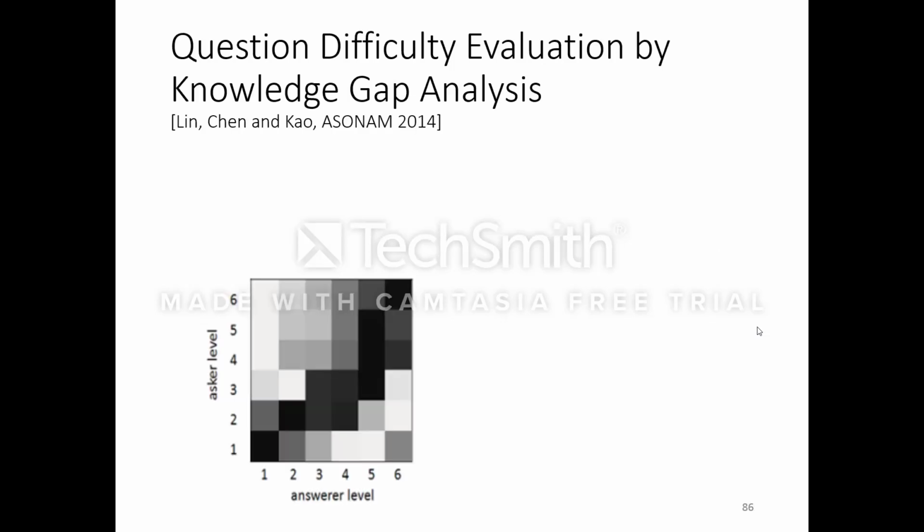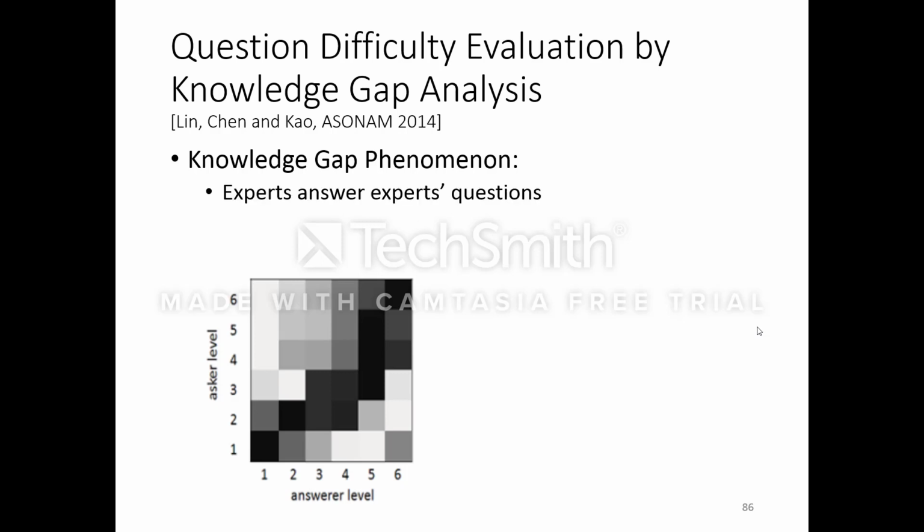Okay, so this task was addressed in this SONAM paper, the Social Network Conference in 2014, and the paper title is Question Difficulty Evaluation by Knowledge Gap Analysis. What they do is a preliminary study, and they identify this observation called the knowledge gap phenomenon, which says that experts answer experts' questions and amateurs answer amateurs' questions.